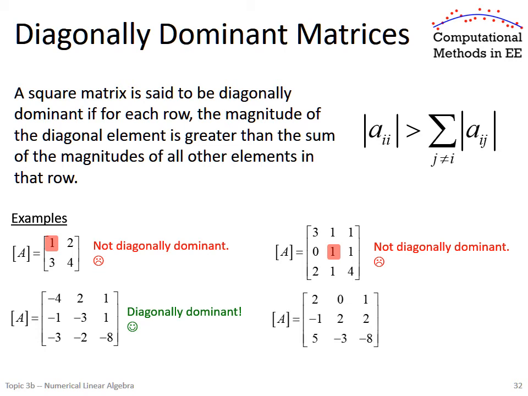Last example, is this matrix diagonally dominant? And the answer is no. In this case, we have 2 rows that violate our rule for being diagonally dominant. But it only takes 1 row to not satisfy our rule, and the matrix is not diagonally dominant. So the Jacobi method absolutely must have a diagonally dominant matrix in order for it to be guaranteed to converge.